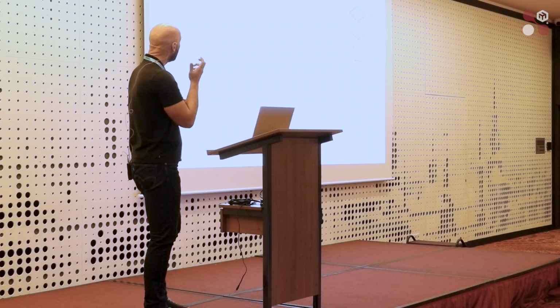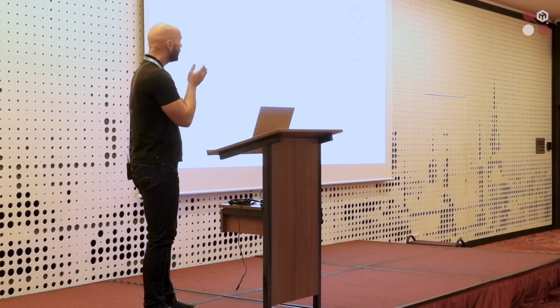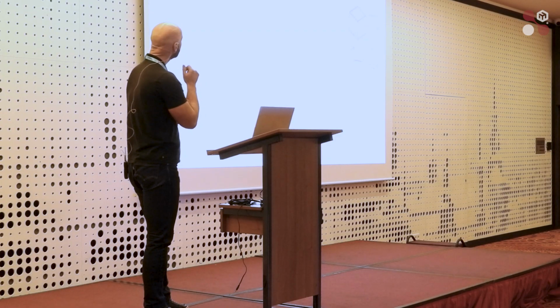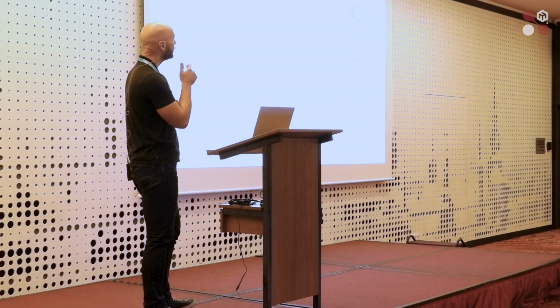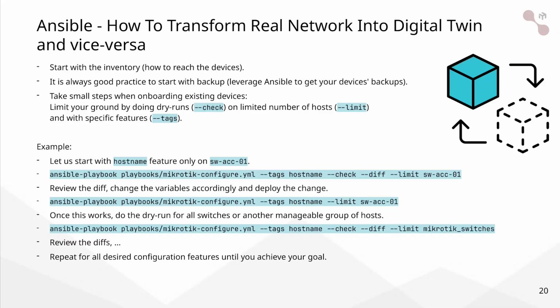So now we saw all the functions of the system itself and how we can leverage that to transform our real network into a digital twin and vice versa. So first we have to start with the inventory. We have to specify where all those devices are that we want to reach. Then just for testing, we can do backups because backups are always good. And then start with small steps.